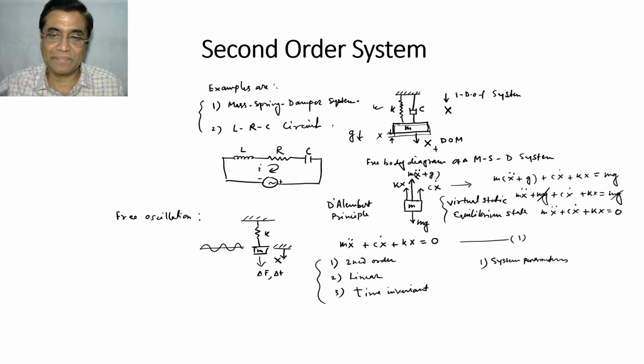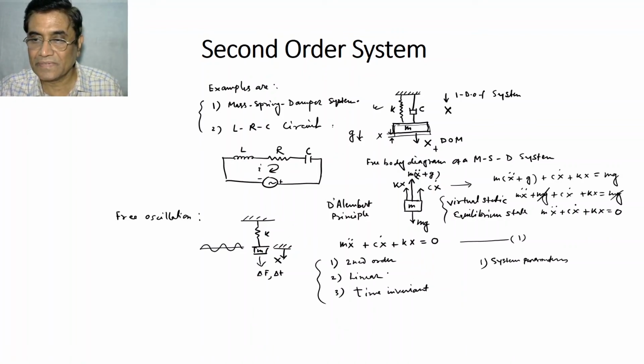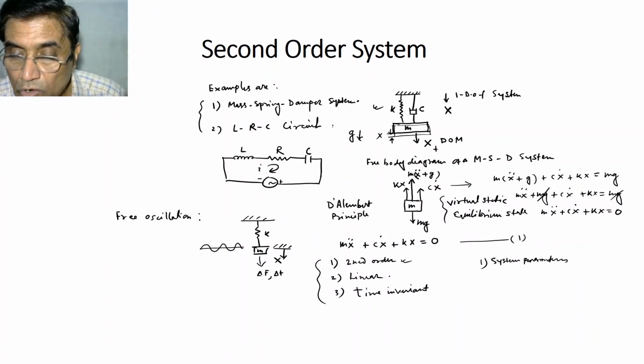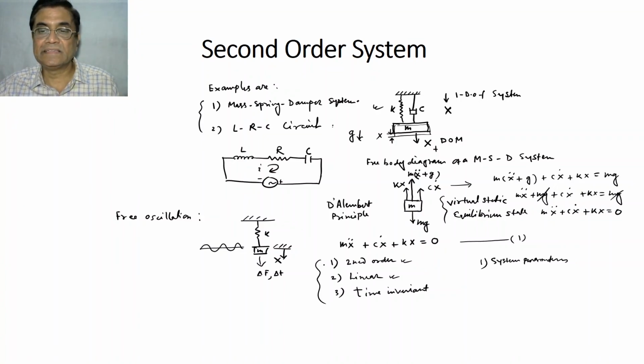So step by step, we are assuming our system here is a time invariant system. So system parameters do not change with time. M, C, K do not change with time. That is the definition. Then, mass spring damper system is a second order system because it can be defined by a second order differential equation. Also, we will assume that this is a linear system.